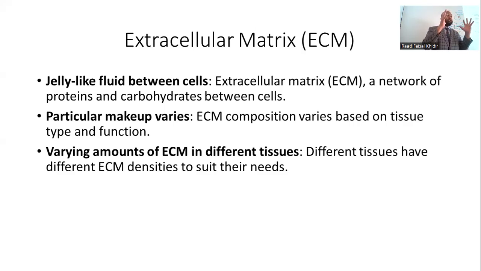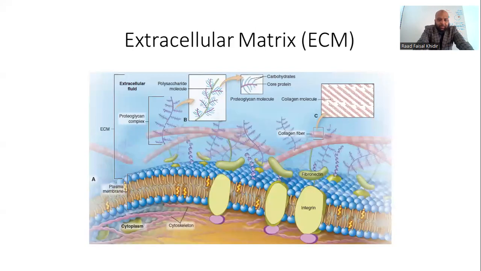But in other tissues, it is very thick, as in the bone tissue. There are varying amounts of extracellular matrix in different tissues. So different tissues have different extracellular matrix densities to suit their needs. So we talked about the extracellular matrix, and that represents the glycocalyx and the collagen fibers.